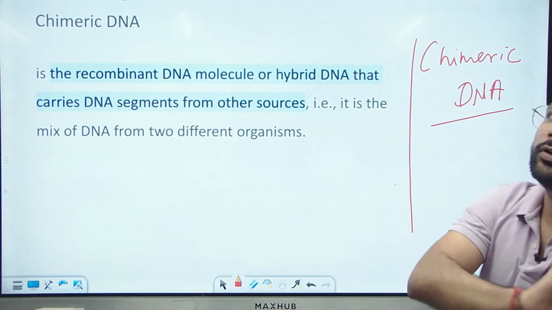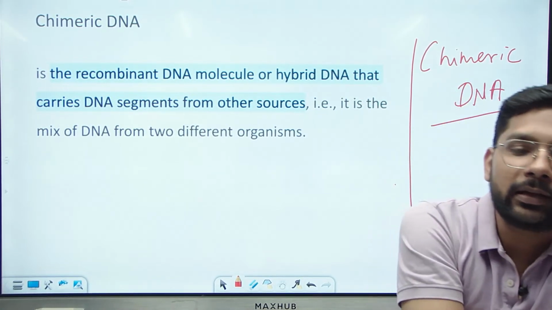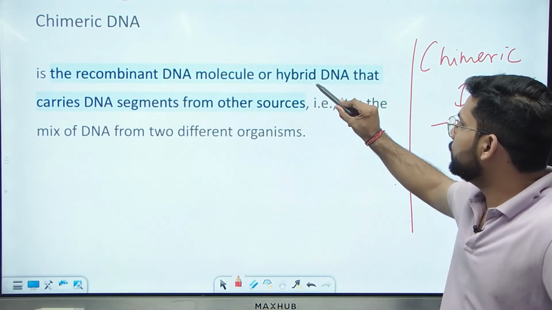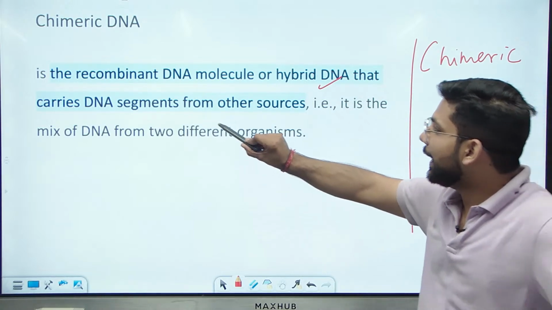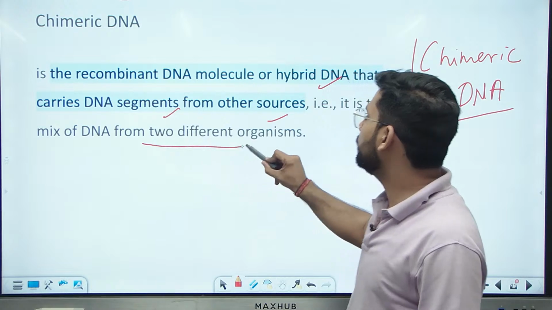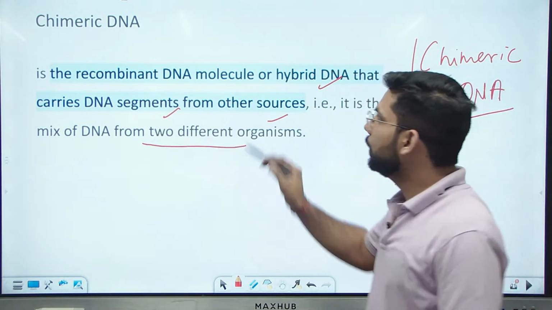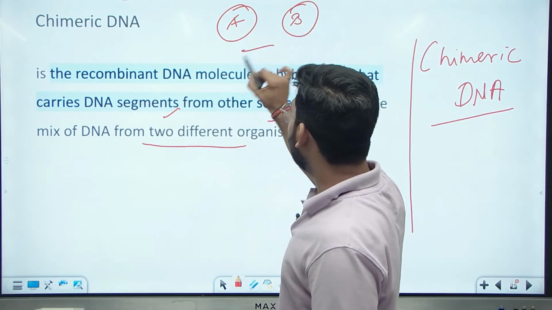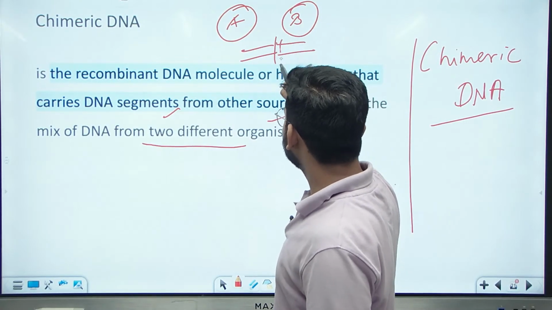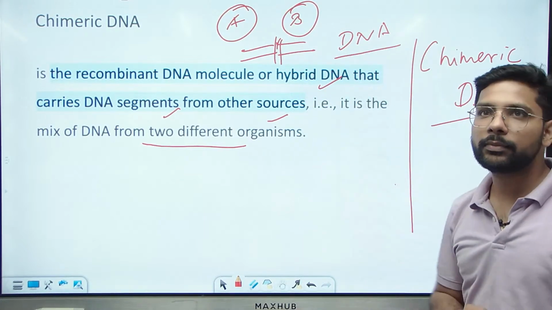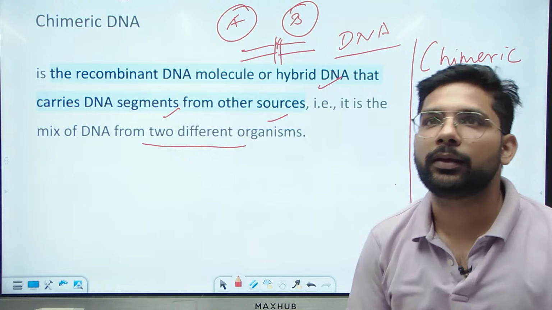This is important for this prelims or the next prelims. Chimeric DNA क्या है? It is the recombinant DNA molecules or the hybrid DNA that carry DNA segments from the other sources. It is the mix of DNA from two different organisms. Means there are two organisms, and this is a hybrid of the two organisms. DNA that is the mix of the two organisms is known as the chimeric DNA.